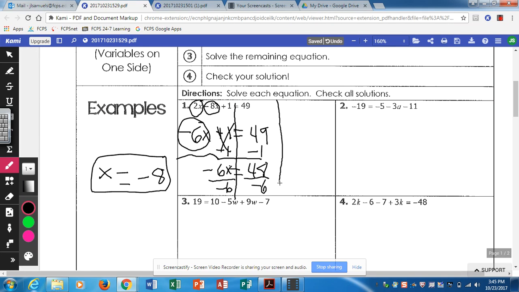We always have to check our answer before we progress. So when we substitute this negative 8 into our equation, we will end up with negative 16 plus 64 plus 1. I'm running out of space. And all of that together should equal 49. Well, let's go ahead and check that.